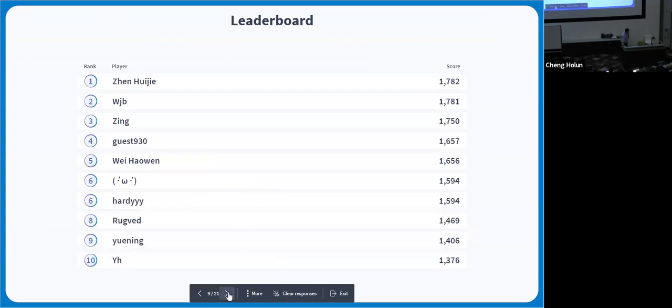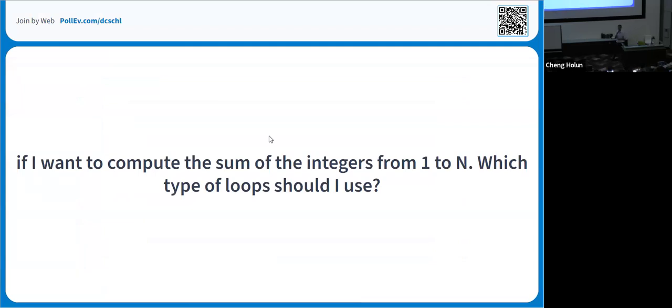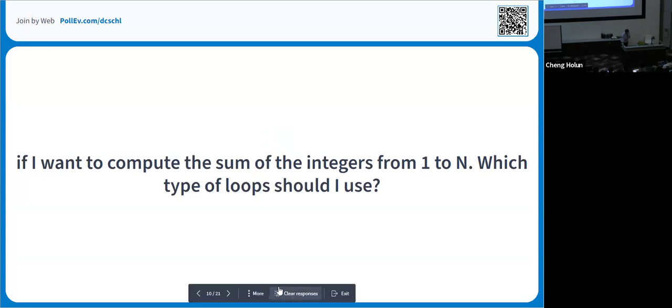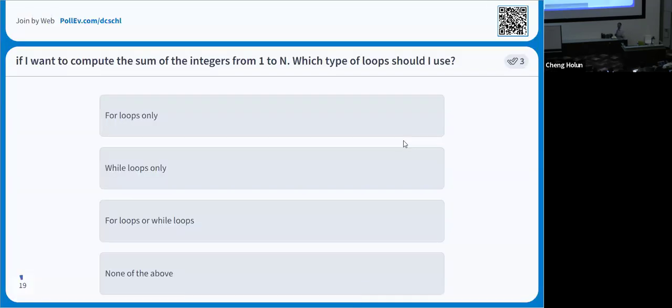Okay. If I want to compute the sum of the integers from 1 to n, for example, if n is 4, I want to compute 1 plus 2 plus 3 plus 4. How do I do it? Which type of loops do I use? Can I only use for loop? Can I use only while loop, or what?